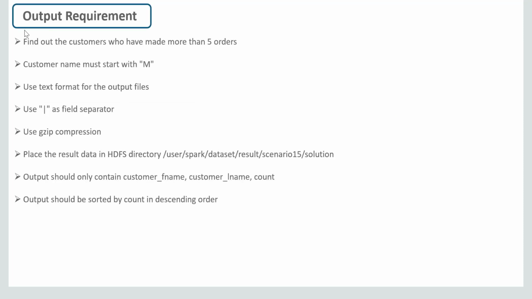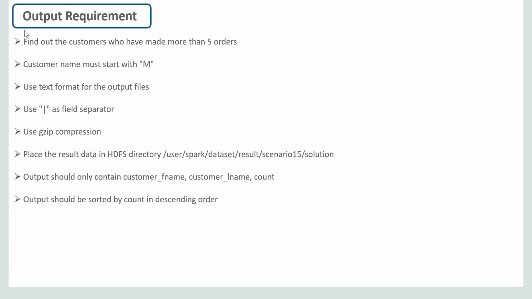The output requirement says to find out the customers who have made more than 5 orders. Customer name must start with M. Use text format for the output files. Use pipe as a field separator and use gzip compression. Place the result data in an HDFS directory. Output should only contain customer first name, customer last name and count. Output should be sorted by count in descending order.